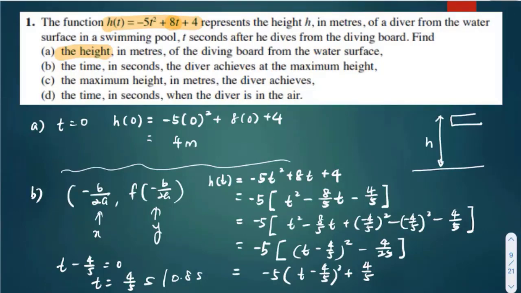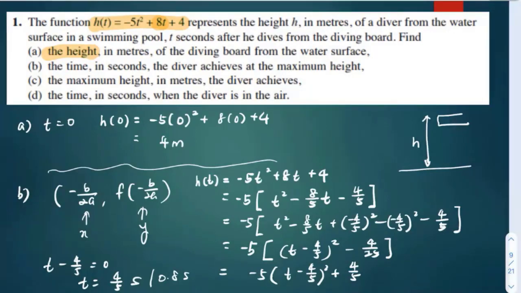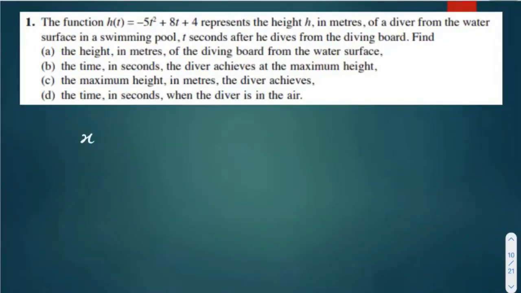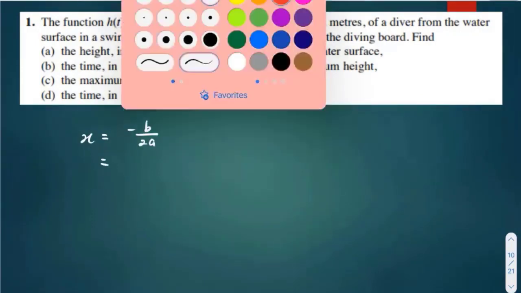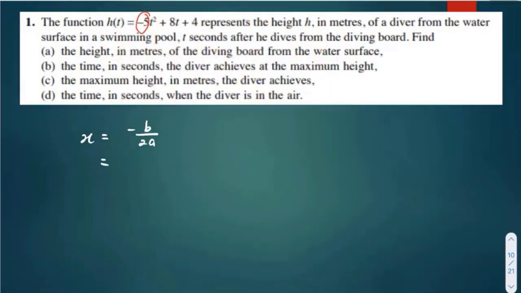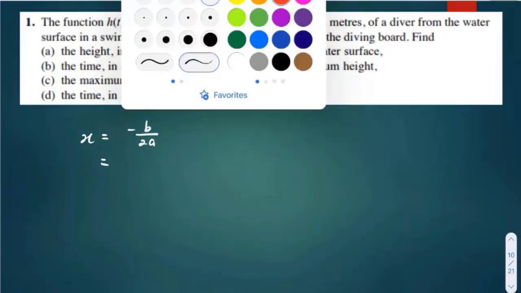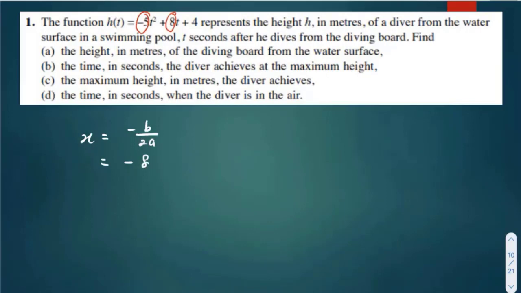Kalau nak mudah, alternatif cikgu kata negative b bahagi 2a tu, so kamu cari your x is equal to negative b over 2a. So from here, you identify your value of a is negative 5 and your b is 8, right? So you try, you see, it's the same or not? So negative 8 over 2 times negative 5. So it's 8 over 10. So it's 4 over 5. Okay, it's the same thing, which is equal to 0.8. So still the same lah.